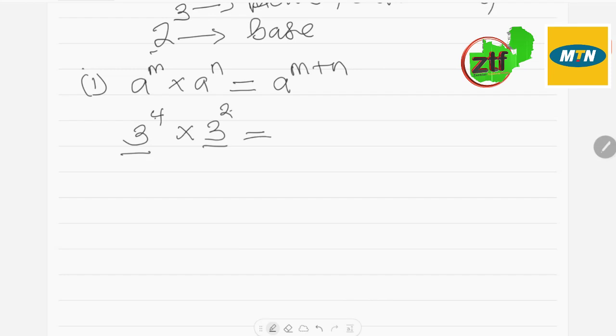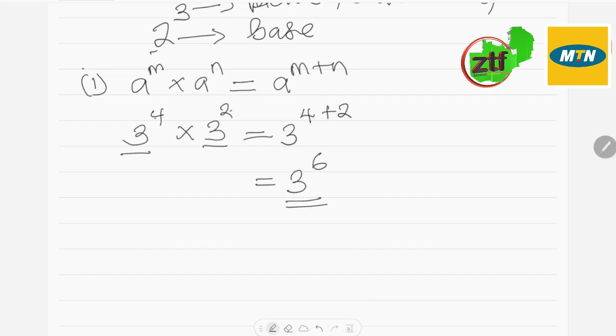So this means, following the rule above, we are going to write 3 and then 4 plus 2, which gives us 3 to the power 6. That is what the first rule means.